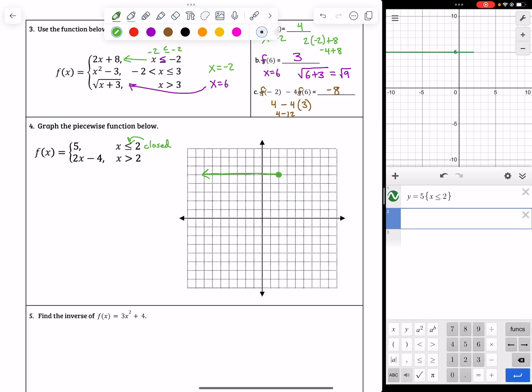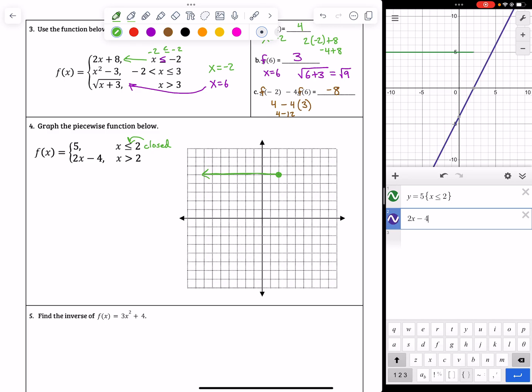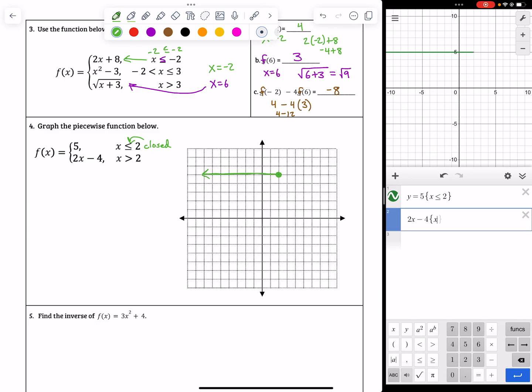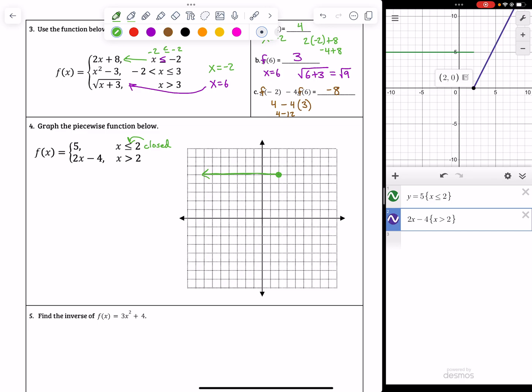And then the second part is 2x minus 4. And then I'm going to put the domain, x is greater than 2. So I see that my endpoint this time, I can look on my paper and see that it should be open because it's not equal to 2. So you've got to be careful with Desmos because it might show you that x-intercept is what it's doing, but really the endpoint is undefined. So at 2, 0, I want to put a dot and leave it open.